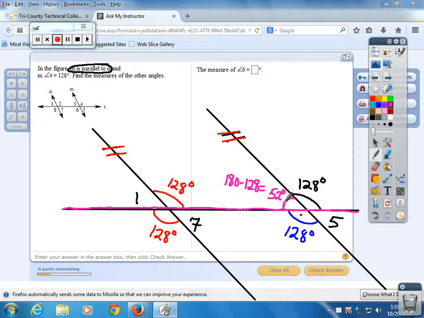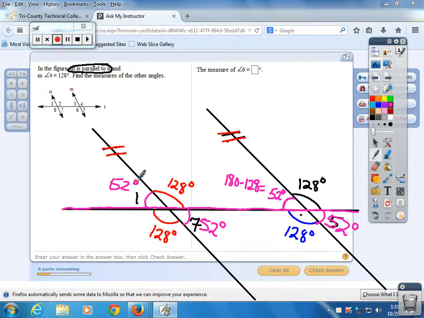And if that angle is 52, what is angle 5? 52 also. And what are these two angles? 52. And 52. And you're done. So you can answer all the angles now if they ask you that. I don't know if they'll ask you that or not, but.